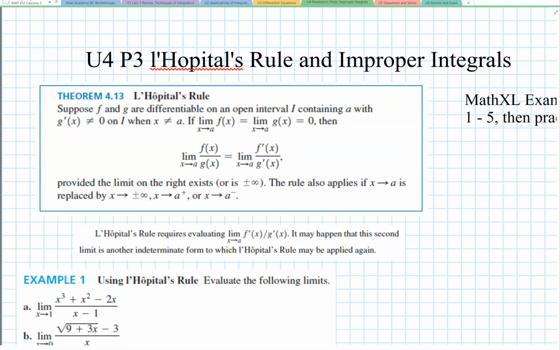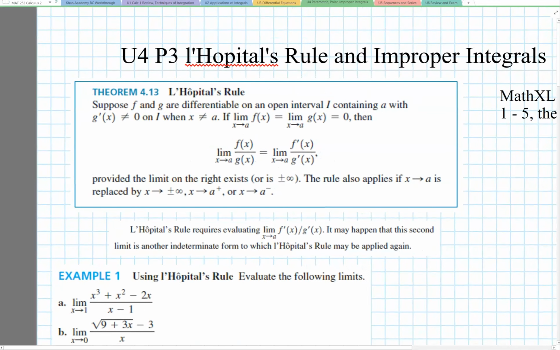Okay, in this video I'd like to talk a little bit about L'Hopital's rule and improper integrals. These are two components of our Calc 2 class that we're going to see in the next week. We've seen L'Hopital's rule last semester in Calculus 1, but we haven't seen any improper integrals. And these two concepts are going to wrap up our unit for us this next week.